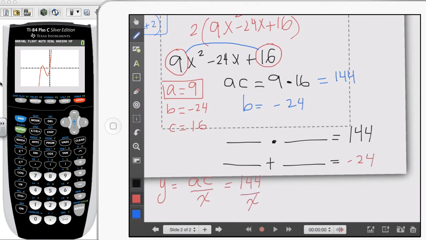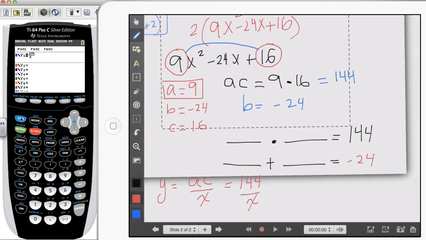And what you're going to do is go to Y, and I'm going to clear this, and you're going to put 144. Alpha Y equals, to have a fraction, press enter. Remember that, 144 on the top of the fraction. So 144, and then on the bottom of the fraction I'm going to have an x. So remember, AC over x, whenever A and C multiply to give you 144.